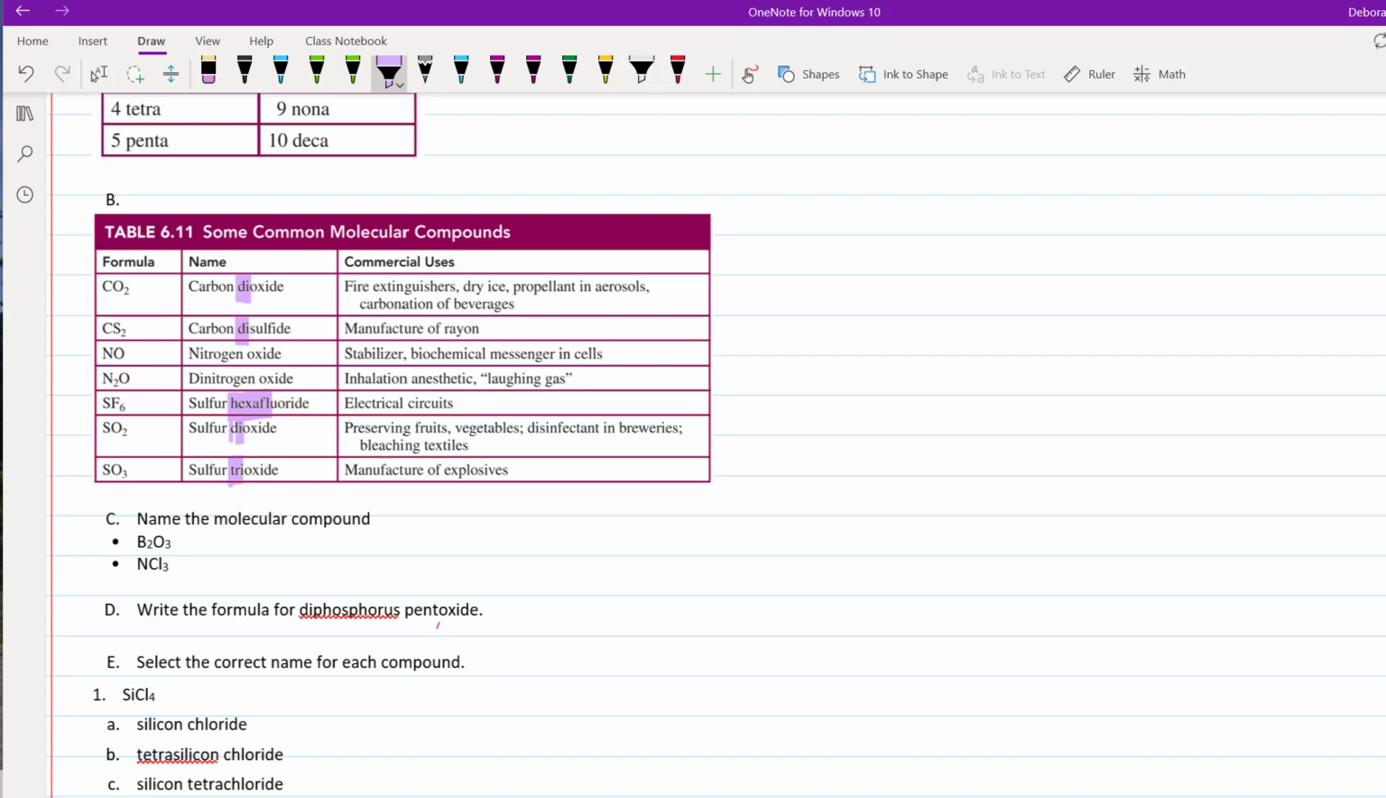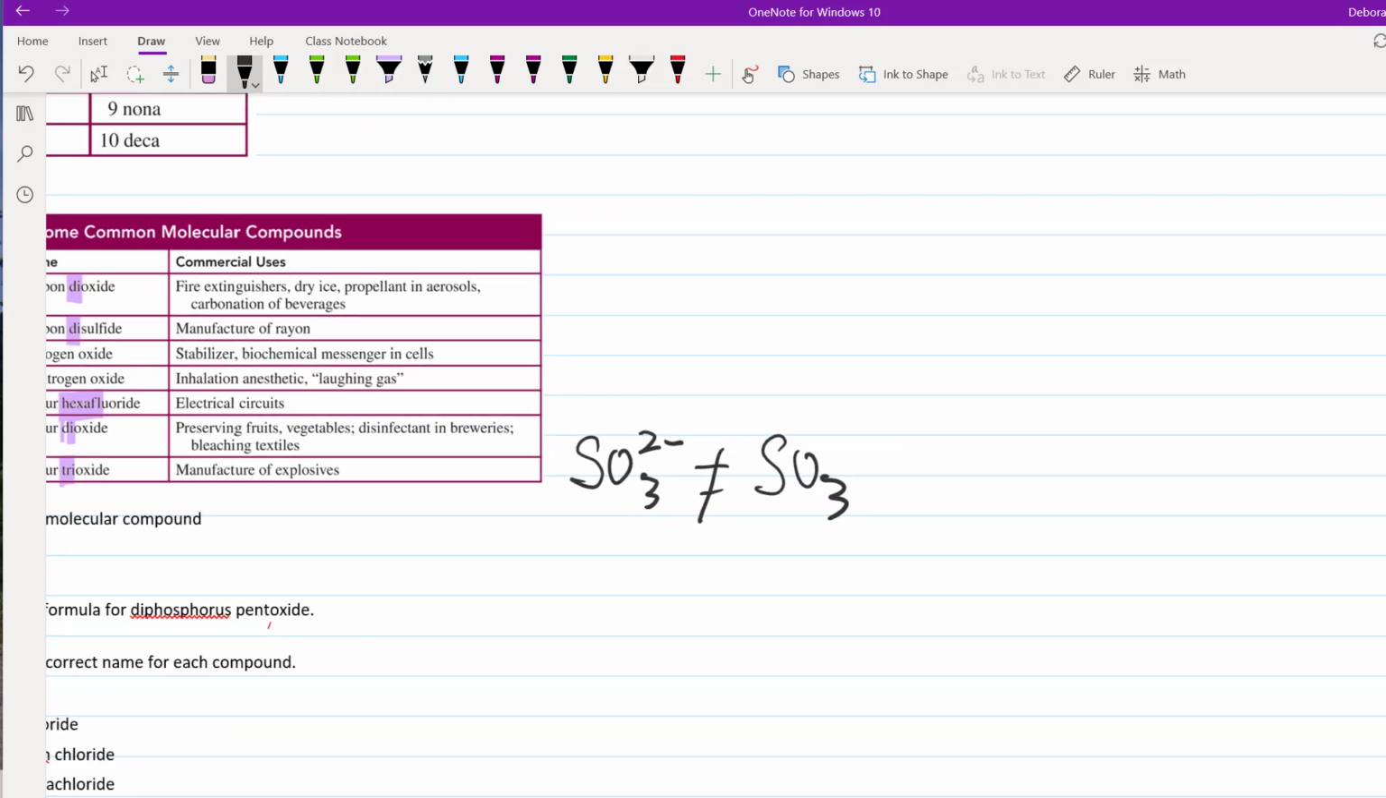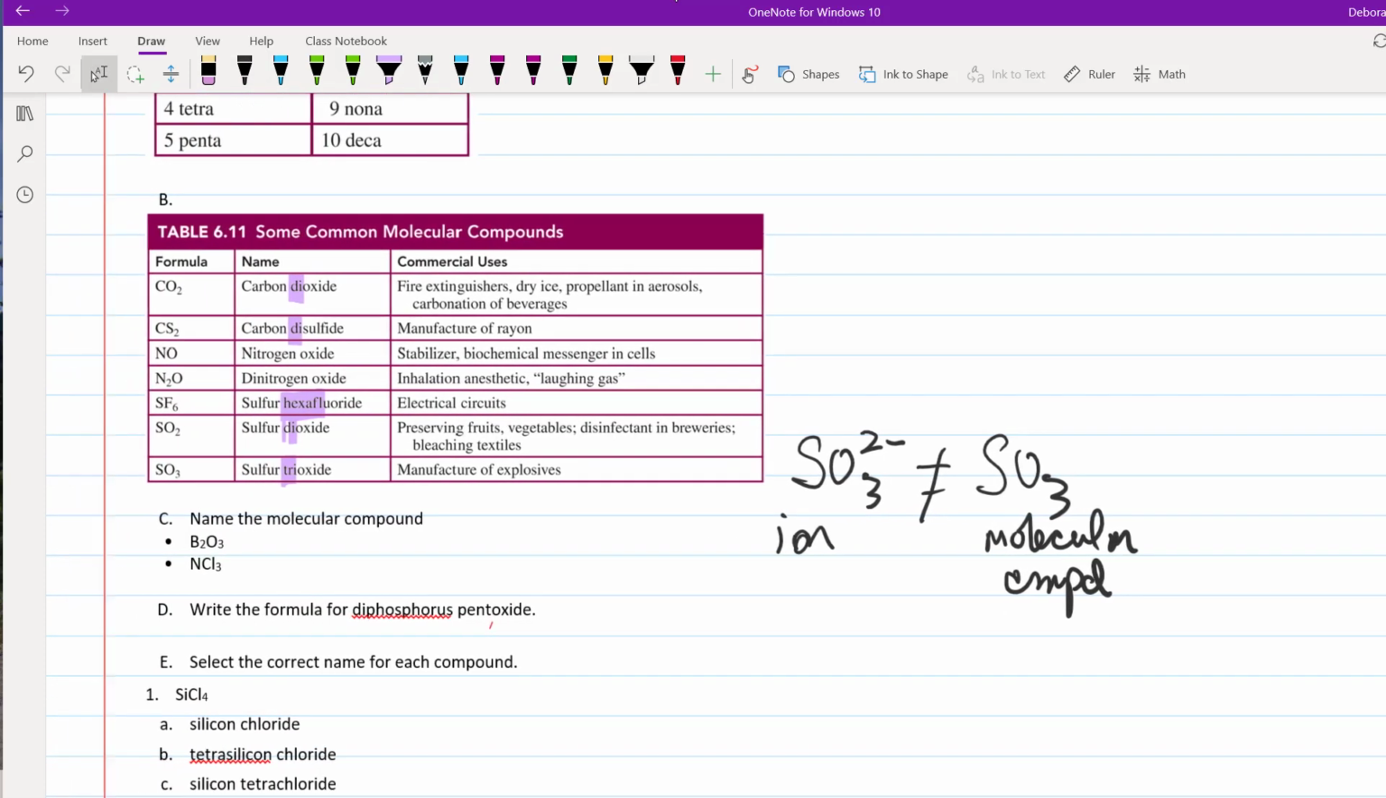Sulfur trioxide kind of looks like SO3 2 negative. But it is not. The polyatomic ion, SO3 2 negative, is not the same as SO3. So please make sure this is the ion and this is the molecular compound. So you might see several of these that look like this, and I'm just going to abbreviate compound there for you. Sulfur trioxide is not the same as the sulfate ion. So be careful with that, please.